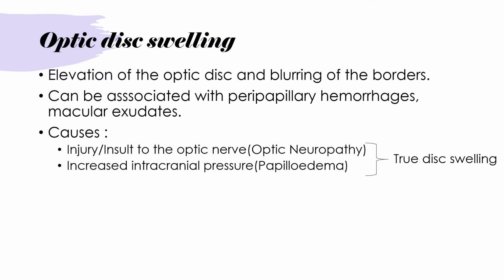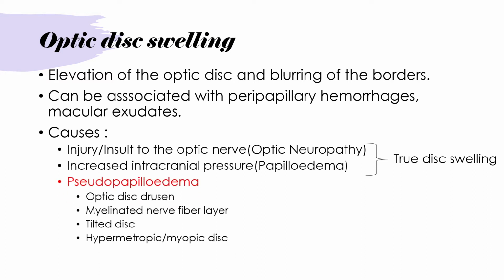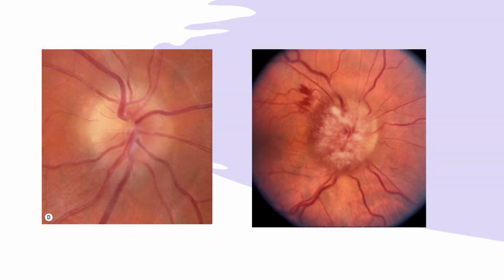There is another condition in which the optic disc appears to be swollen, but in fact it is not actually swollen. It's called pseudopapilloedema, which is caused by optic drusen, myelinated nerve fiber layers, tilted disc, or hypermetropic or myopic disc. These two pictures show the appearance of an optic disc swelling.